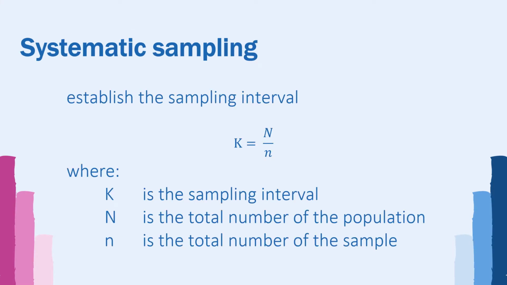Next, you have your systematic sampling. Systematic sampling allows for the establishment of what we refer to as your sampling interval. The word there is sampling interval.